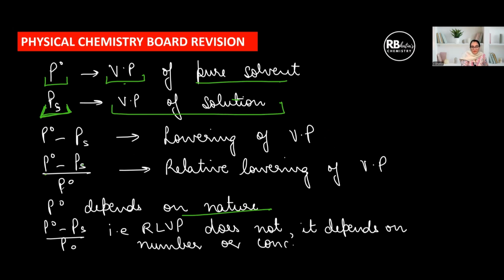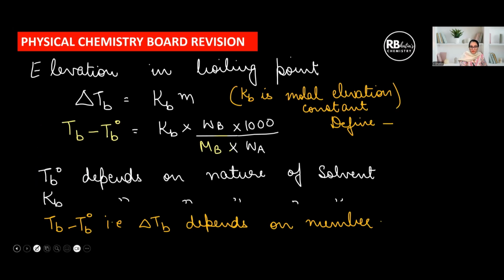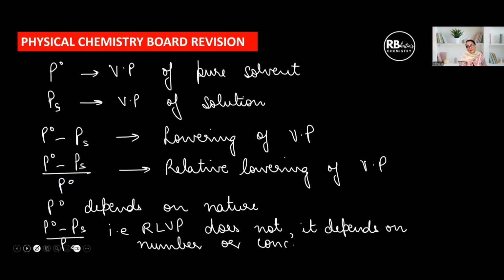But (P naught minus Ps) upon P naught, which is relative lowering, is independent of nature. Relative lowering means lowering with respect to original. It depends only on the number of particles of the solute added. It doesn't depend upon the nature of solute, which means if I add 5 moles of glucose or 5 moles of urea, the lowering will be the same, other components remaining the same, such as solvent.